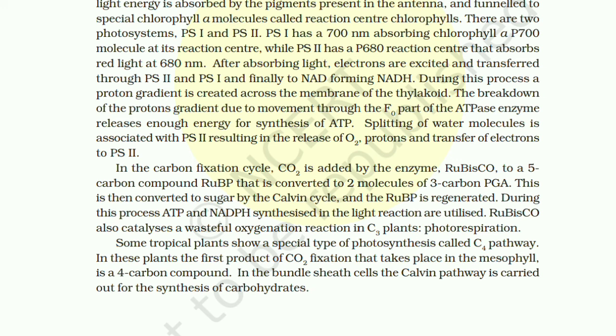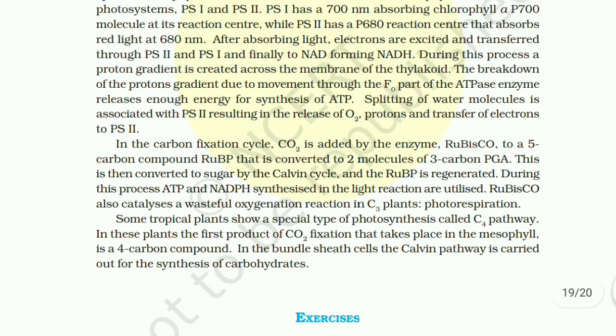Some tropical plants show a special type of photosynthesis called the C4 pathway. In these plants, the first product of CO2 fixation, which takes place in the mesophyll, is a 4-carbon compound. In the bundle sheath cells, the Calvin pathway is carried out for synthesis of carbohydrates.